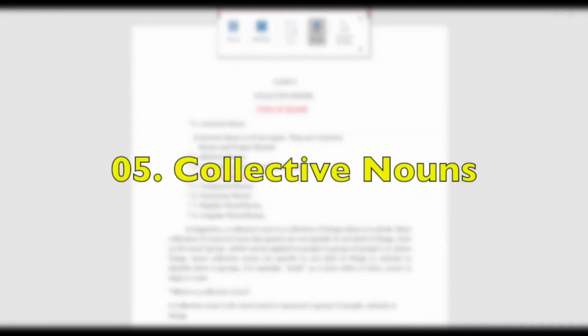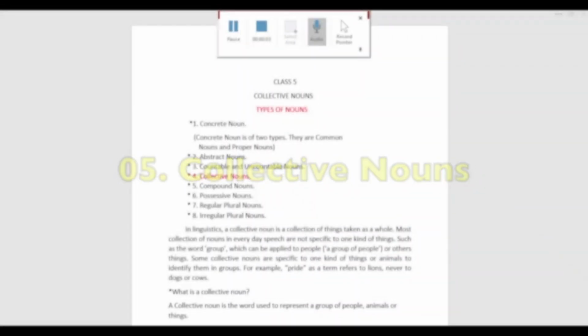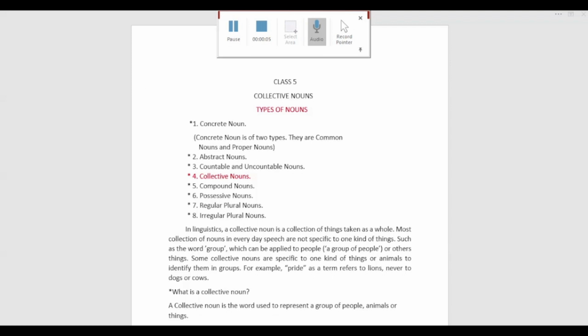Hi everyone, this is class 5 collective nouns. As usual, types of nouns. Let me read out: concrete noun, abstract noun, and countable, uncountable nouns. We have already seen them. Today we are going to see collective nouns. The rest we will be seeing in future videos.